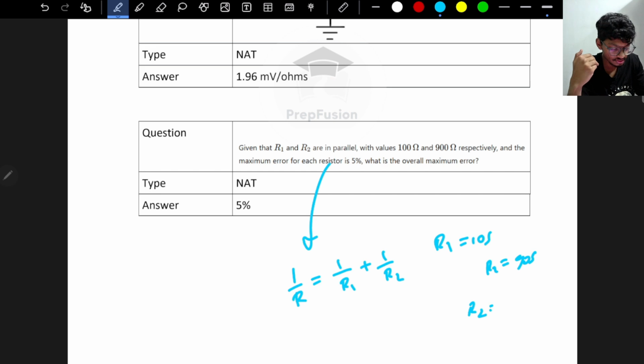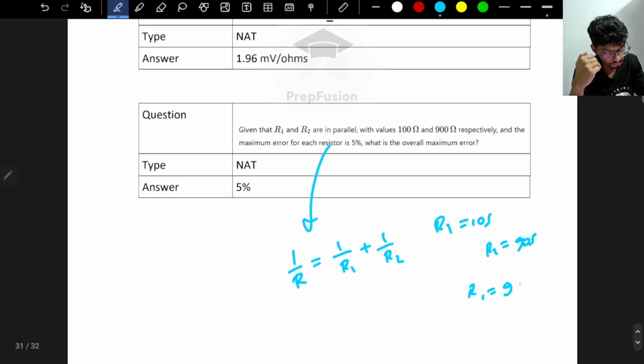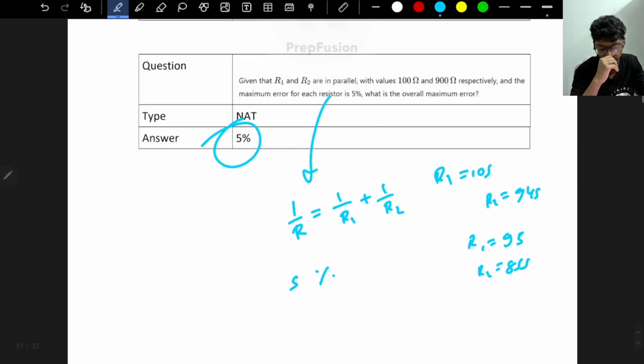Then for the other case you choose it to be minimum. R1 will be equal to 95, R2 will be equal to 100. Sorry, this will not be 905. This will be 5% of this, right? This will be 855. Sorry about that. Just put the values, you will see the maximum from the nominal value. From the nominal value, maximum it will go 5%. So the answer will be 5% for this question.